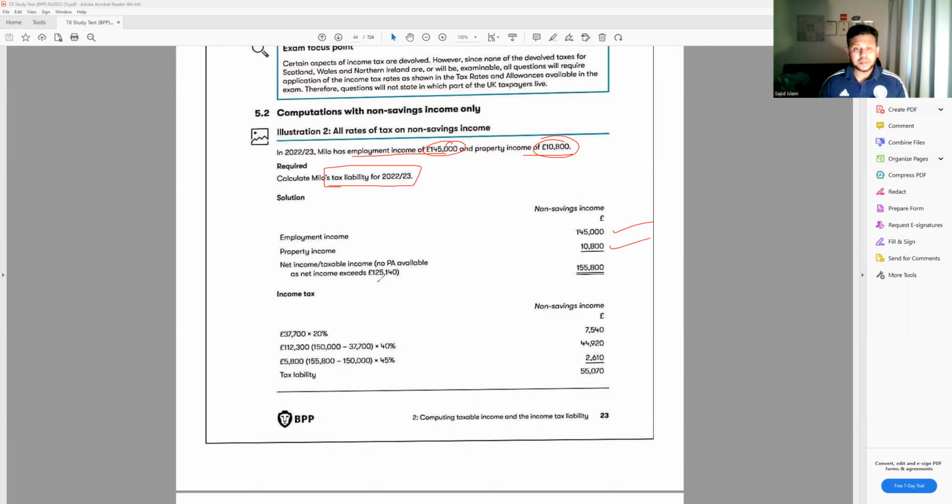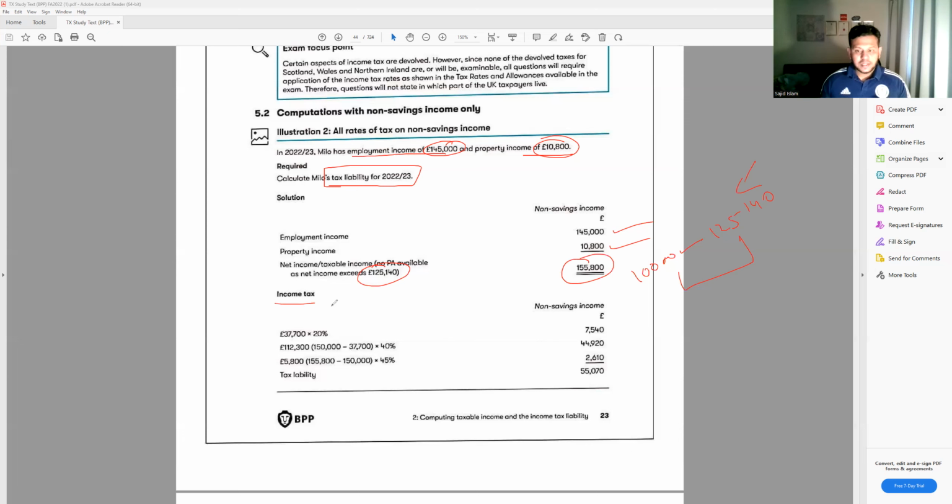Remember, if the income is more than 125,140, then we have to ignore the personal allowance. We really don't have to think about it because we only think between 100,000 and 125,140. Between these, there is a possibility the personal allowance will be reduced. But if it is more than 125,140, just forget the personal allowance, ignore it. So that's the total net income.